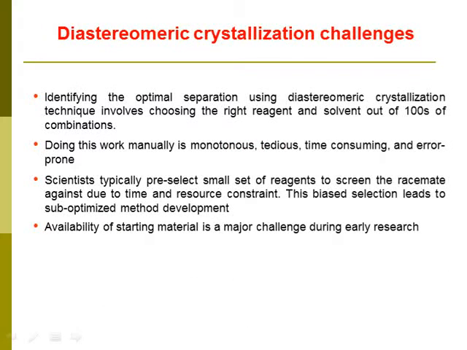Diastereomeric crystallization challenges: identifying the optimal separation using diastereomeric crystallization involves choosing the right reagent and solvent out of hundreds of possible combinations. Doing this work manually is monotonous, tedious, time-consuming, and error-prone. Typically, scientists pre-select small sets of reagents due to time and resource constraints and choose the best combination out of these. This biased pre-selection leads to sub-optimized method development. Availability of starting material is also a major challenge during early research.